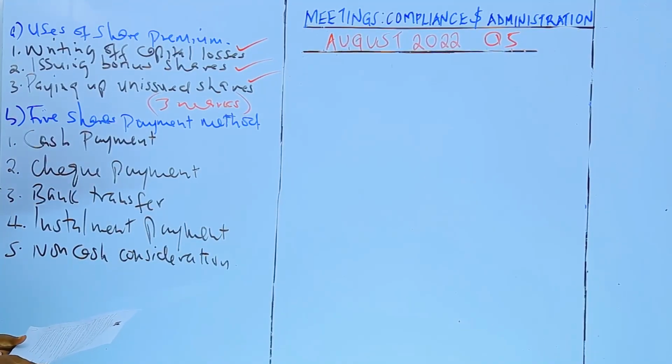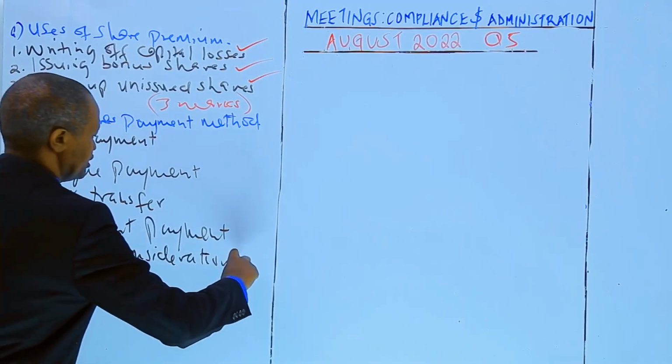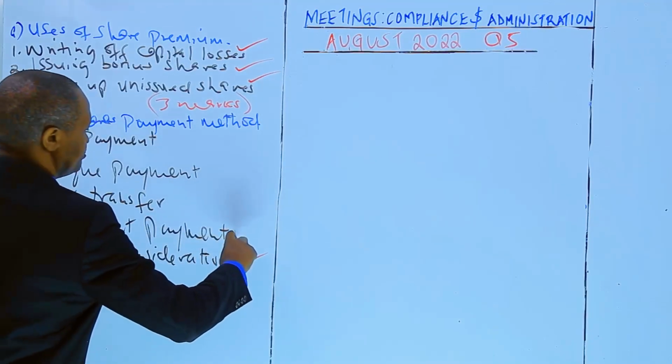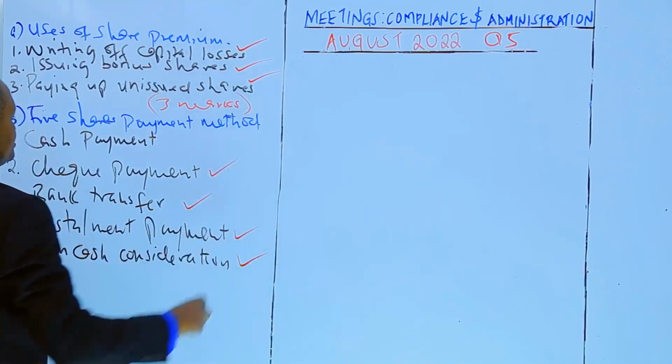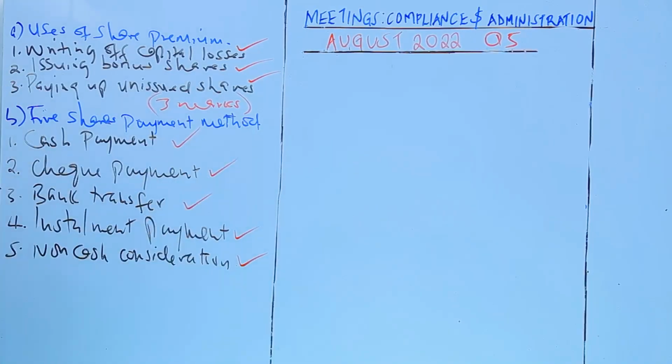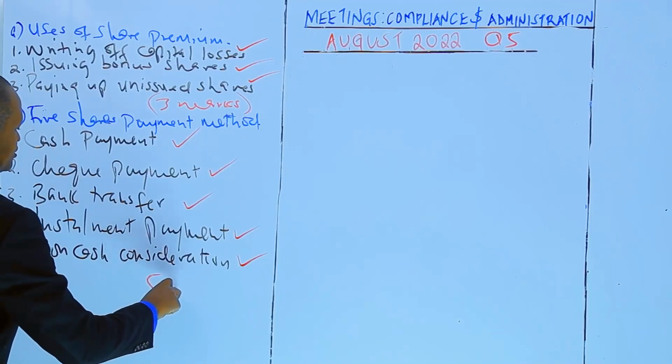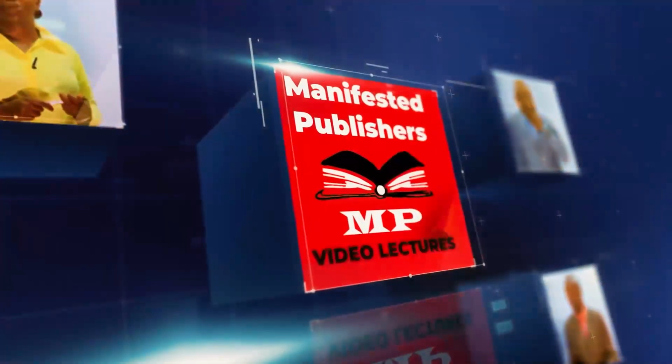can be used to pay for shares. 5 share payment methods, 5 marks. Non-cash consideration, installment payment, bank transfer, check payment, cash payment, 5 marks.